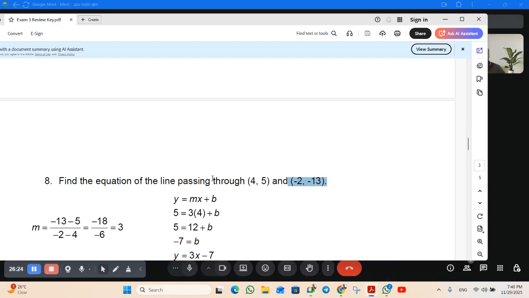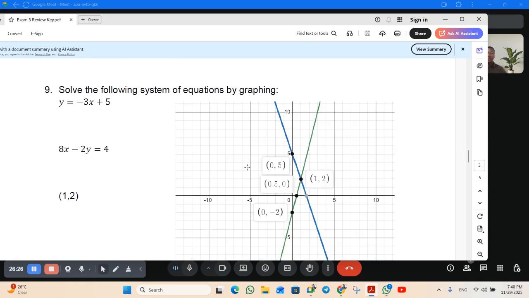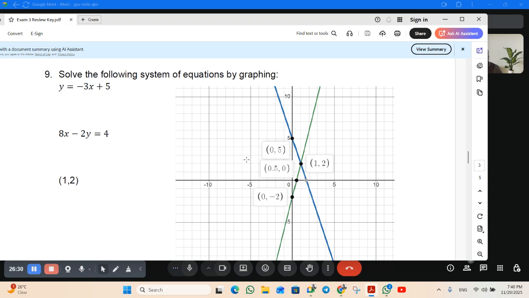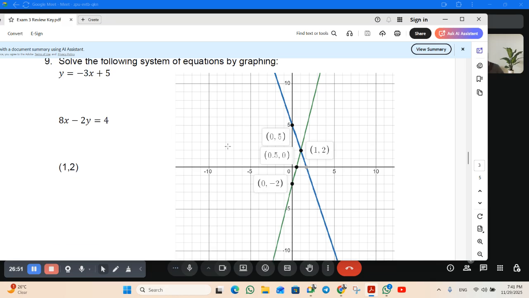Now, let's solve another question. Let's solve question 9. Question 9 looks a little bit like the first question that we solved. It's just that this time around, we are going to have to plot 2 lines, not just one.